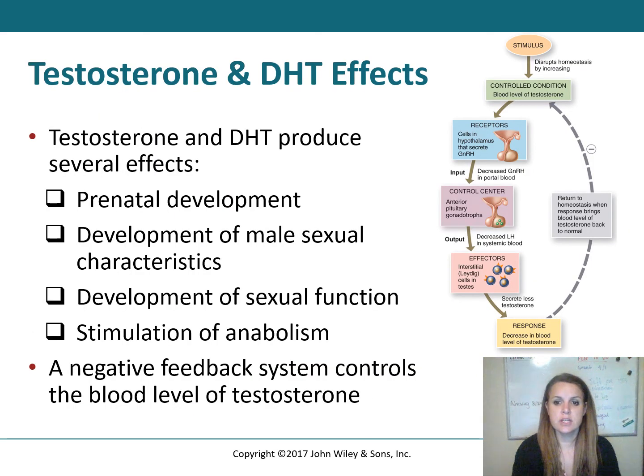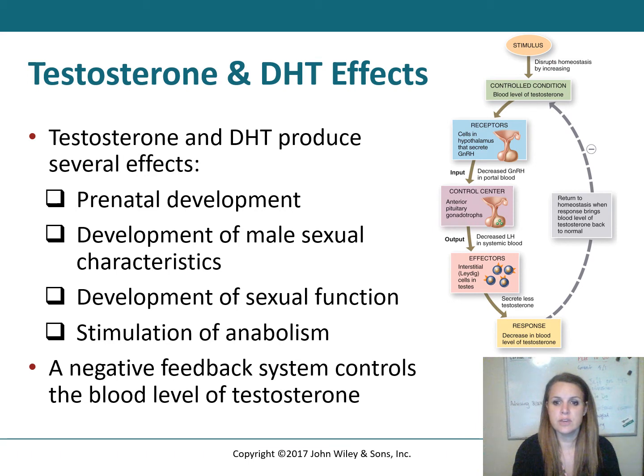Testosterone is converted into dihydrotestosterone and can have several different effects. It's responsible for some aspects of prenatal development that we'll talk about later in chapter 29. It is responsible for male sexual characteristics, including things like male pattern baldness, increased body hair. It's responsible for development of sexual function in males, as well as stimulation of anabolism, which is why males have higher muscle mass than females.